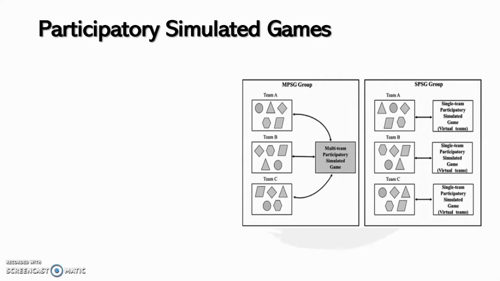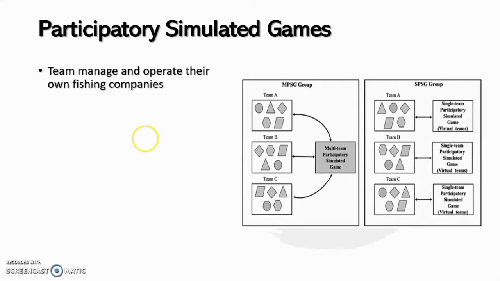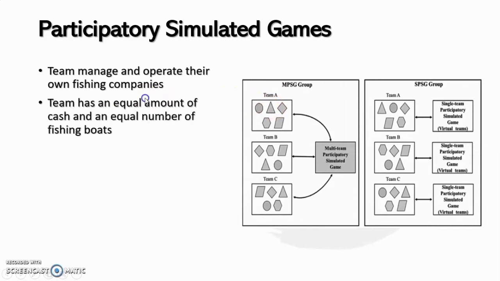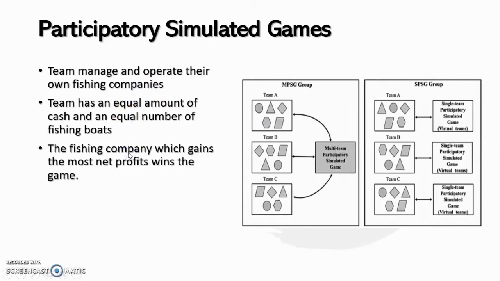About the participatory simulated games, teams manage and operate their own fishing company. So each team was considered as a company that ran its business. Each team has an equal amount of cash and an equal number of fishing boats. In other words, each team has equal resources. The fishing company which gains the most net profit will win the game. So that is the condition: whoever gains the most net profit will win the game.